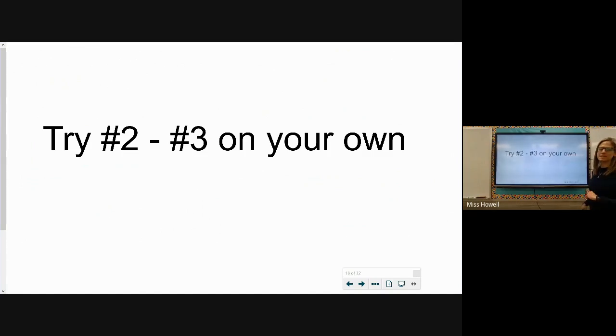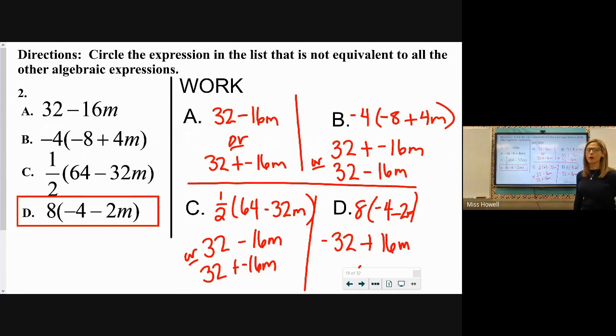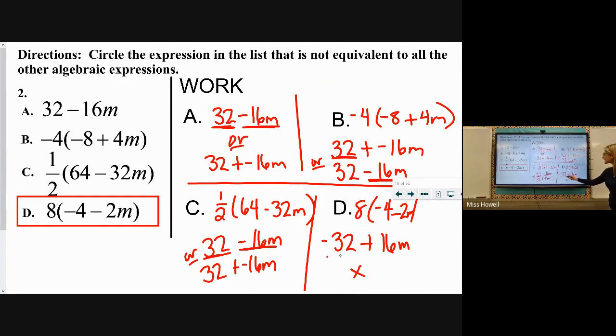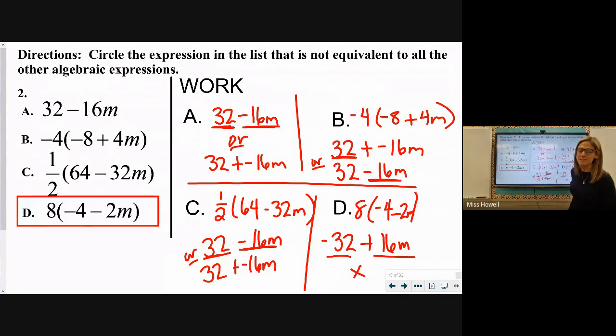All right, let's look at these. Number 2, for all of these, except for letter D, I should have a positive 32 with a negative 16. Positive 32, negative 16 with an M. And then this one is a negative 32 and a positive 16. So it looks similar, but the signs are off, so be careful. So letter D is the one that doesn't match all of the rest.